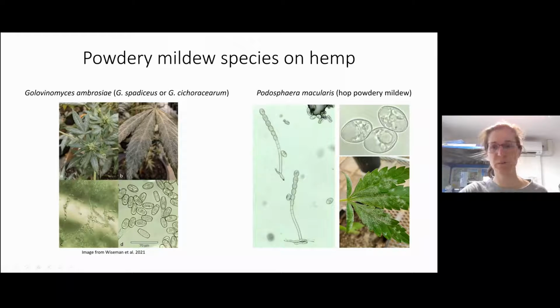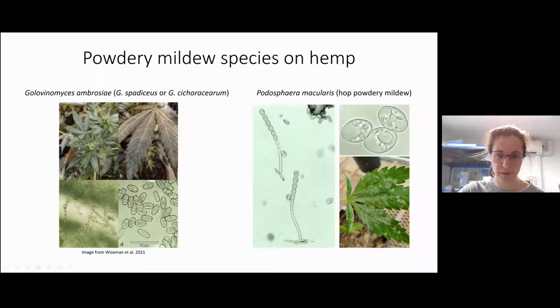Something important about these two species: you can't really distinguish them from a macro scale. You can see here on the left, Golovinomyces ambrosiae, the white powdery growth on the surface. On the right-hand side, Podosphaera macularis. Maybe this particular sample is a little fluffier. It could be the conditions in which it was grown, but typically it's hard to determine from just looking at the plant at this scale which species you're working with. You have to look at the spores or maybe at the DNA.